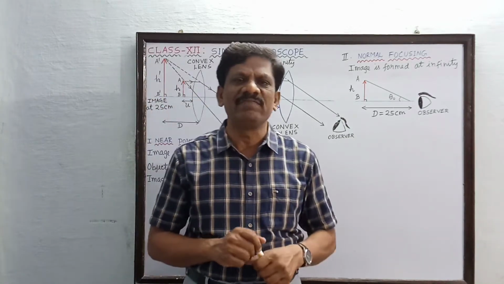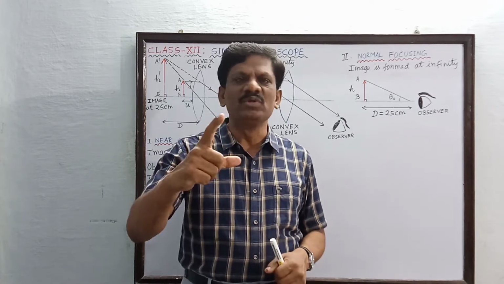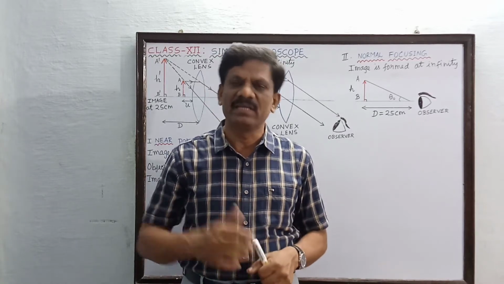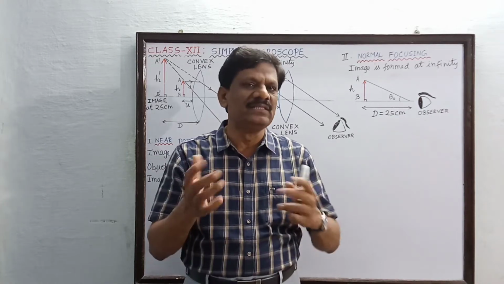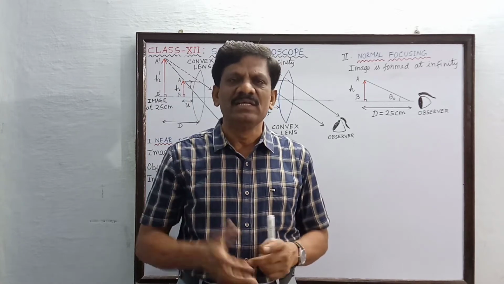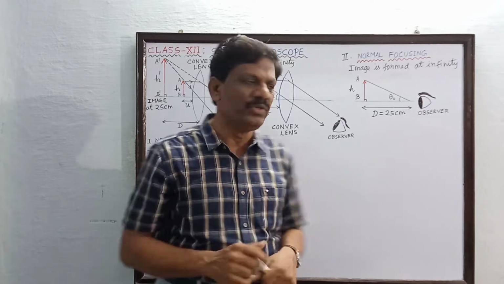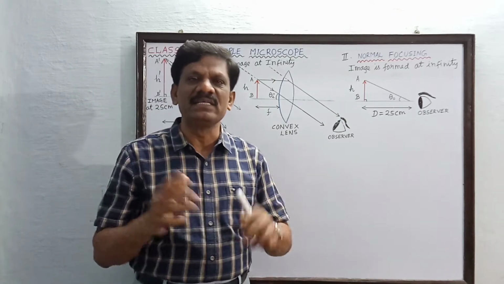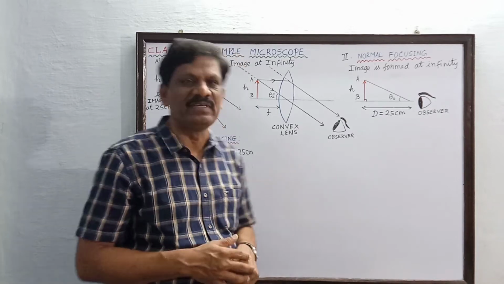My dear students, first you should understand what is meant by near point focusing. The image should be formed at the near point of the human eye, that is 25 centimeter. That near point is also denoted by the letter capital D. What is the condition for obtaining the image at capital D? Where should the object be placed? It should be placed at a distance less than the focal length. So u is less than f and v is equal to capital D, the least distance of distinct vision, that is 25 centimeter.